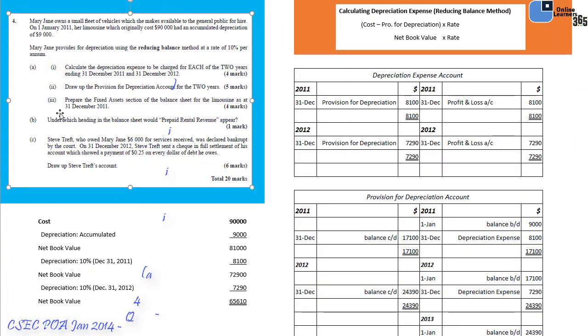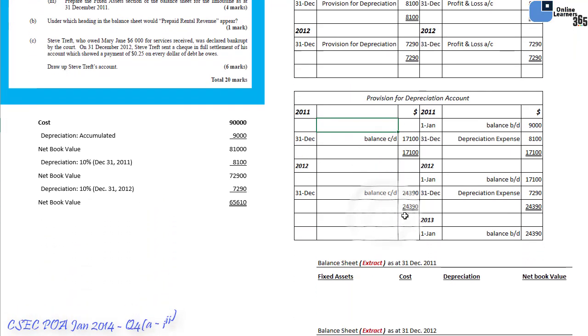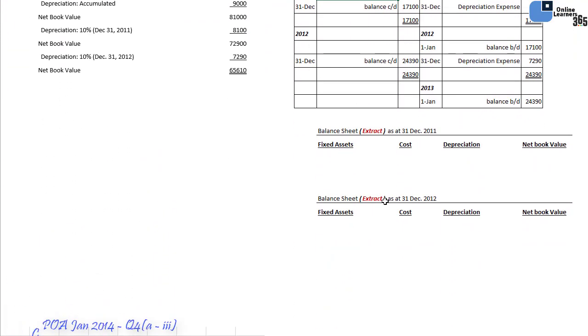Alright, let's complete part 3 of A. Prepare the fixed asset section of the balance sheet for the limousine as of 31st December 2011. Because we're looking at a particular section of the balance sheet, we're going to prepare what is called a balance sheet extract. An extract simply shows the part that is affected or involved in whatever transaction may have occurred. So the fixed asset we're looking at, limousine.